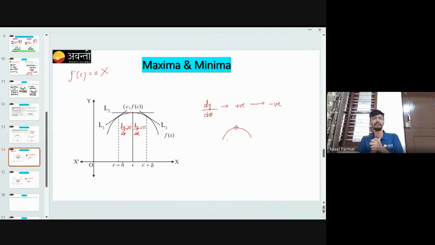So now we can clearly do questions. We have two methods, the second derivative test and the first derivative test. If the question does not mention a method, then we can use any method. But if it is mentioned specifically to do it by the second derivative test, then we have to do it by that. Got it? The first and second derivative test. I hope it is clear.